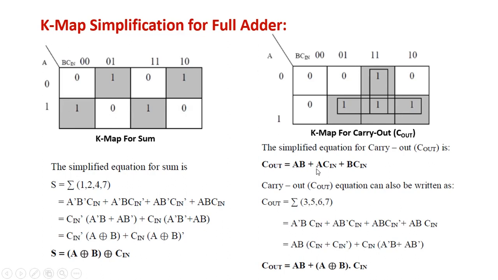Now if you write in normal expanded form you can get this kind of equation also. Each minterm is represented by this, then you will take AB common, so you will get this, C in common, this, so this will be equivalent to 1 only, so AB or A XOR B dot C in. So this is how you can see that you can form the full adder from two half adders.